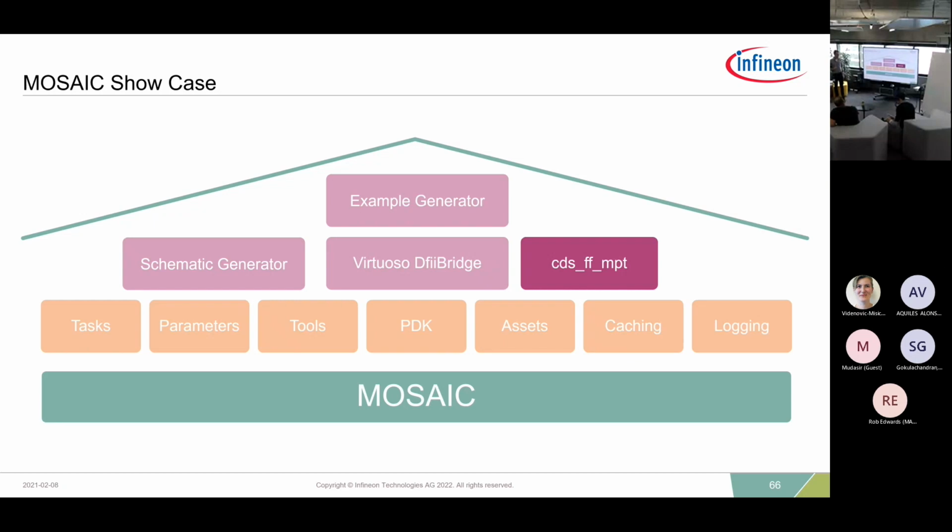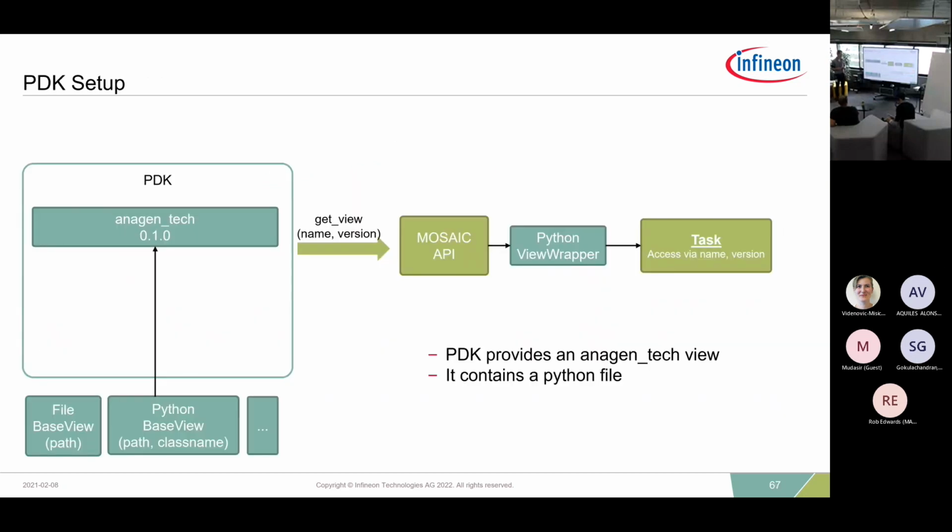Okay, yeah, PDK. Let's have a look there. We just have, again, just one view in here for the schematic generator. So I call it the anagen_tech. And it's basically a Python class. It has the benefit that I can also generate documentation automatically for it and stuff like that. It's quite nice. Nothing really to show here. It's just a Python file.